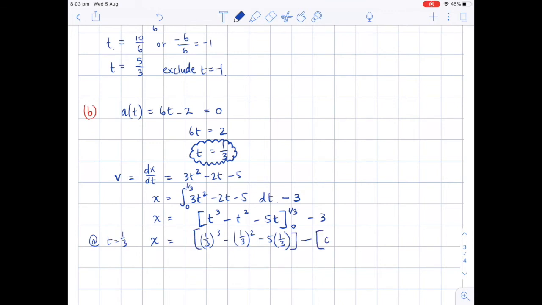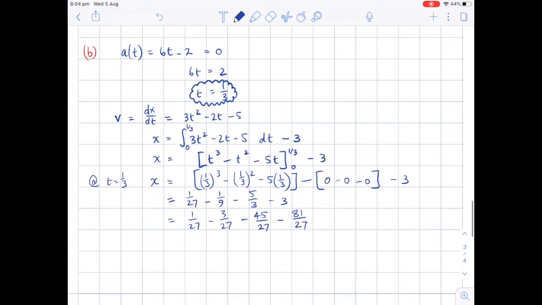Second part's going to be 0 minus 0 minus 0, and then we've got minus 3 at the end. So that is 1/27th, take away 1/9 minus 5/3, take away 3. If I get a common denominator here, 3/27ths minus 5 times 9 is 45 27ths, and then I need 27 times 3 is 81 27ths. That's a lot of 27ths.